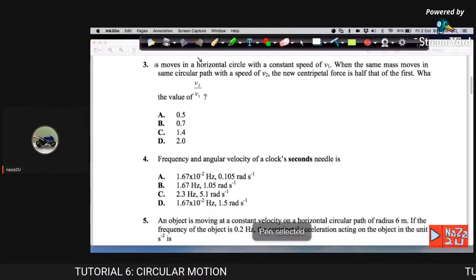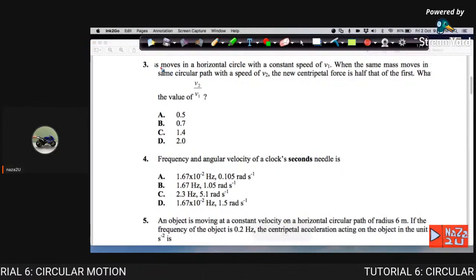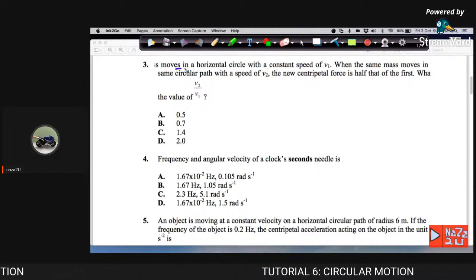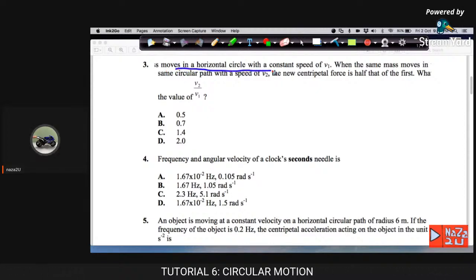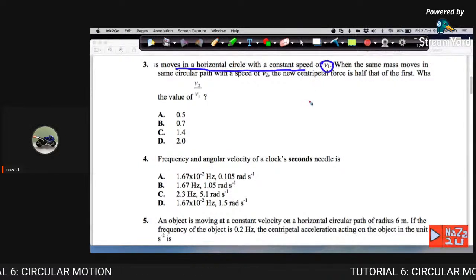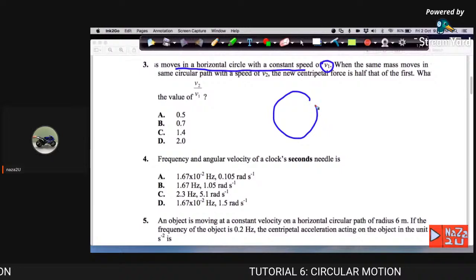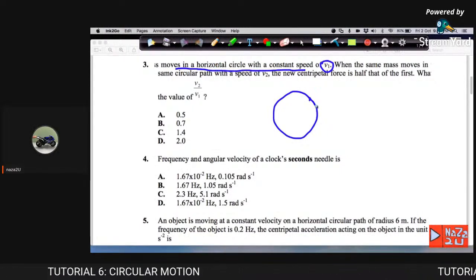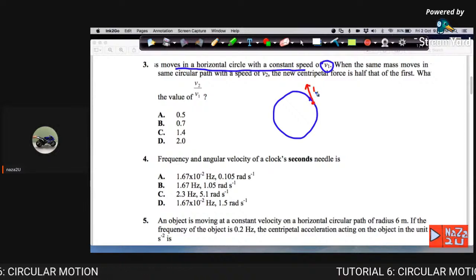Here it's not very visible, but I think it's possible, maybe an object or something. Okay, let's say an object moves in a horizontal circle with a constant speed v1. So we have an object moving in circular motion, and the velocity of the object is v1, tangent to the circle.